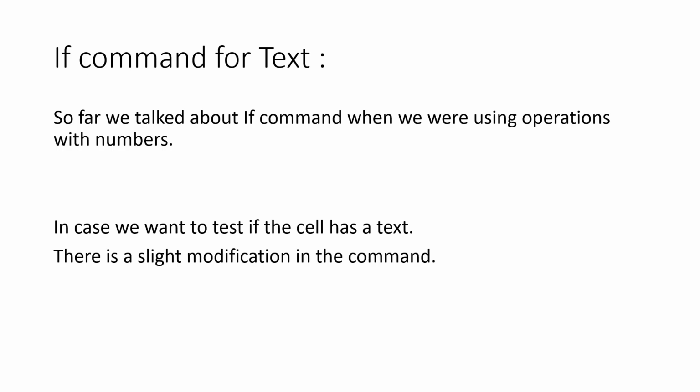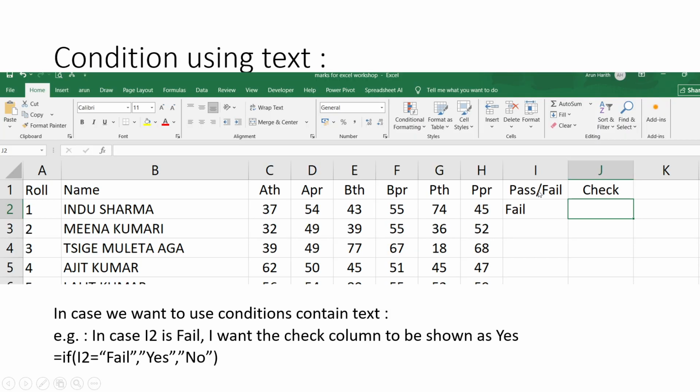What we talked about now was an IF command where we checked a numerical field and we wanted to see whether that value was greater than, less than, equal to, whatever mathematical functions that we had. Supposing we are looking at evaluating a text field and then taking a call. For example, this is where we got the students pass or fail. If I have another column to check, and the check column will decide if the answer is fail, it should say yes. If the student is pass, it should say no.